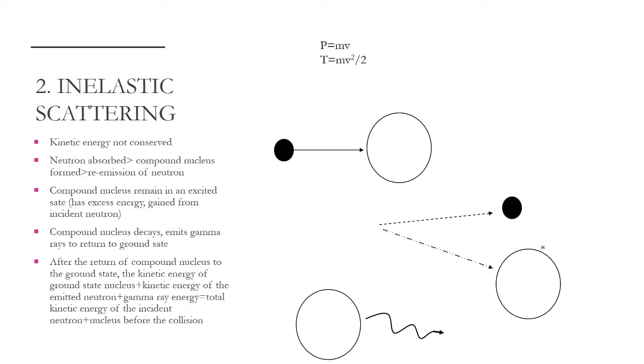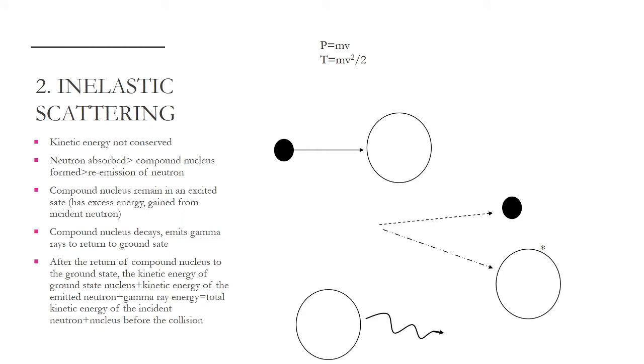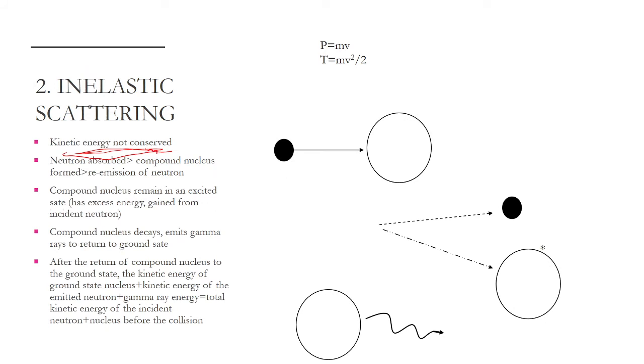Opposite to the elastic scattering, we have inelastic scattering. The kinetic energy is not conserved, but momentum is always conserved. So only the kinetic energy is not conserved, meaning that the total kinetic energy before and after the scattering is not the same.